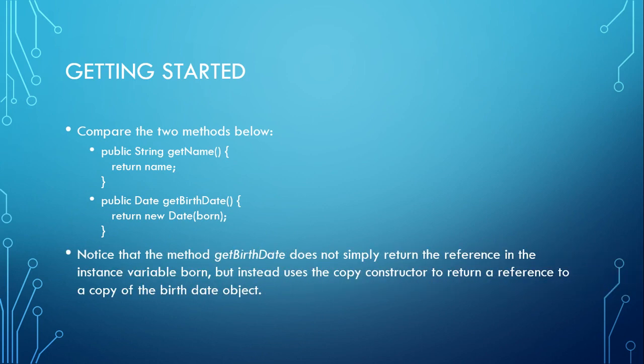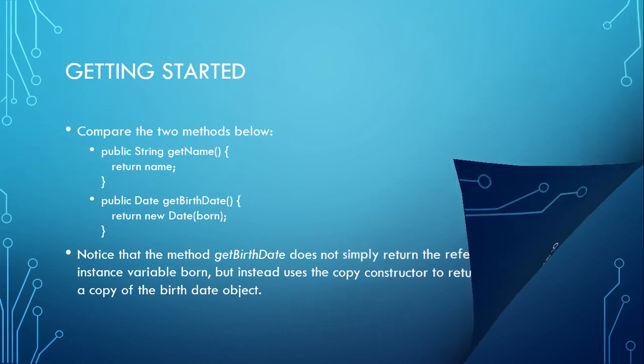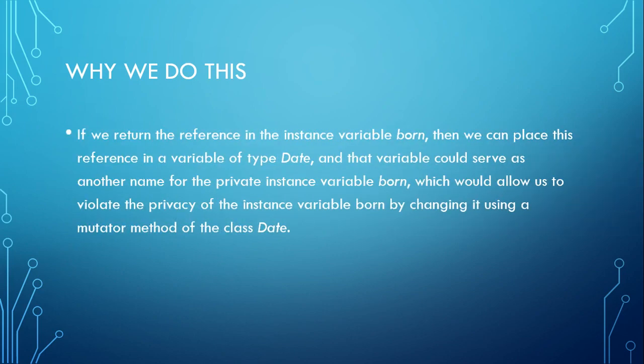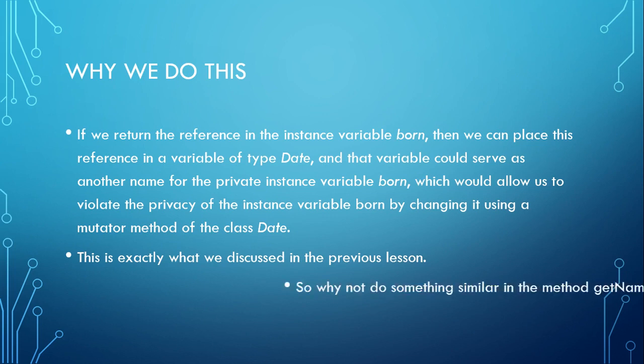You'll notice that the method getBirthDate does not simply return the reference of the instance variable born, but instead uses the copy constructor to return a reference to a copy of the birth date object. So why is this so? Well, if we return the reference in the instance variable born, then we can place this reference in a variable of type Date, and that variable could serve as another name for the private instance variable born, which would allow us to violate the privacy of born by changing it using a mutator method. And remember, that's not good. That's exactly what we discussed in our previous lesson.